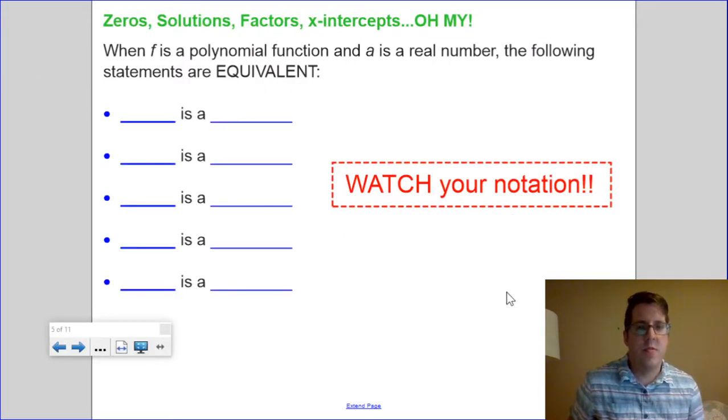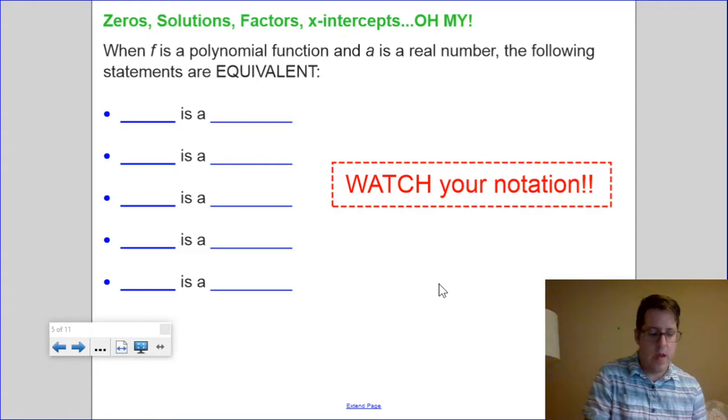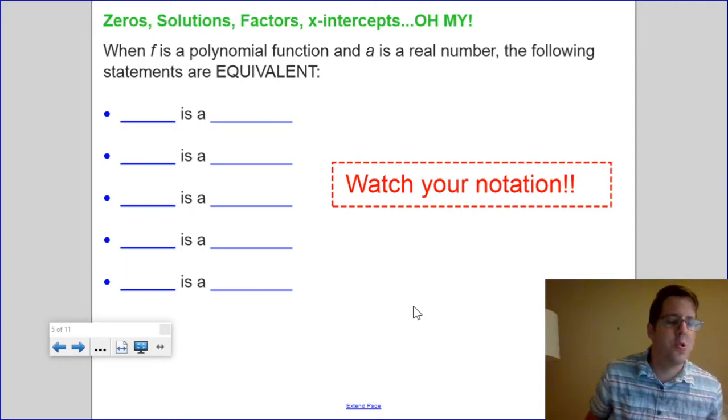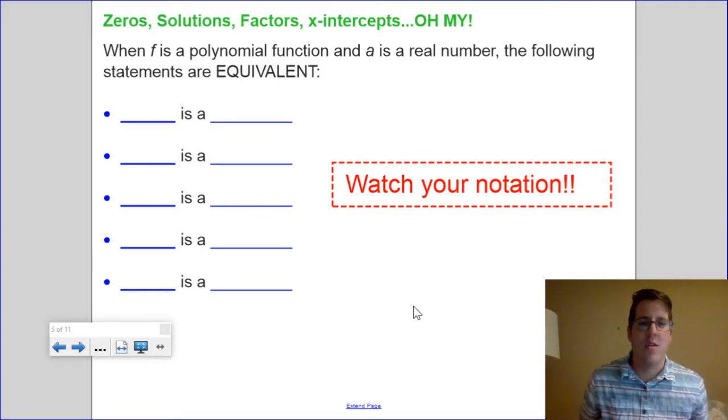So there are a lot of different terms to juggle here, and we want to make sure that you're fluent with them. That watch your notation seems like I'm shouting at you. Give me just a second. There we go. I want you to watch your notation, but I'm not angry or anything.